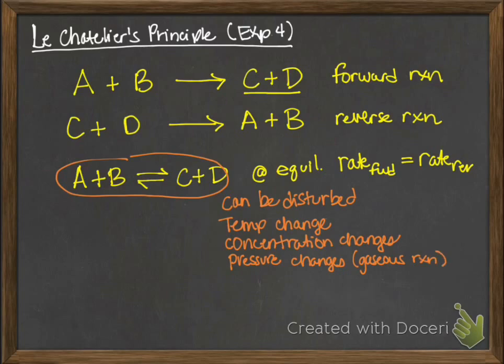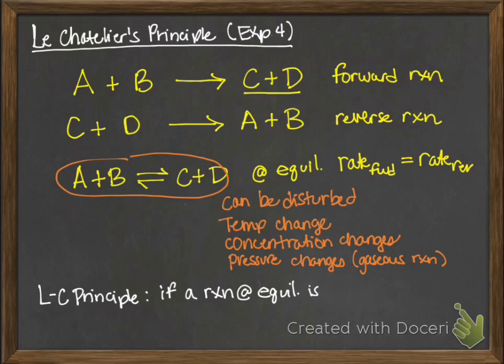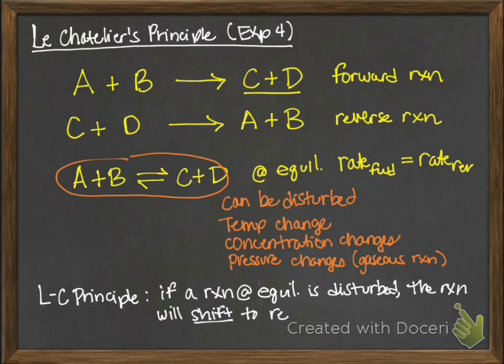So Le Chatelier's principle simply states that if a reaction that is at equilibrium is stressed by those ways we talked about, that reaction is going to shift in order to relieve that stress. So it wants to get back to that equilibrium state. So if we disturb that reaction by stressing it, that reaction will shift to relieve the disturbance or the stress. And it gets back to its equilibrium state. So we're going to look at a few examples of this in the next couple slides.